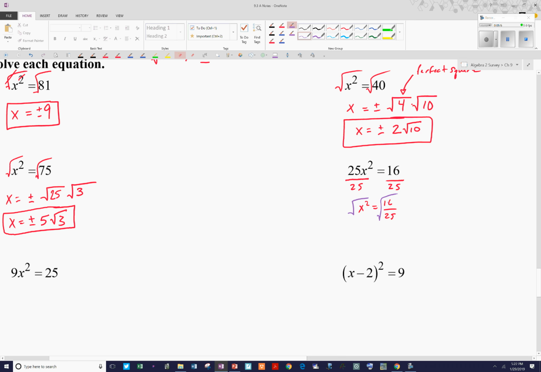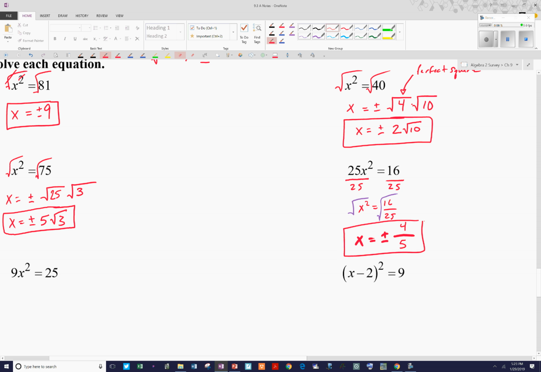The square root of 16/25, fortunately, both of those numbers are perfect squares, so we can easily find the square root of 16/25. First, we're going to put our positive negative, because we took the square root. Now we just take the square root of the numerator and the square root of the denominator. So the square root of the numerator is 4, and the square root of the denominator is 5. That would be our final answer.